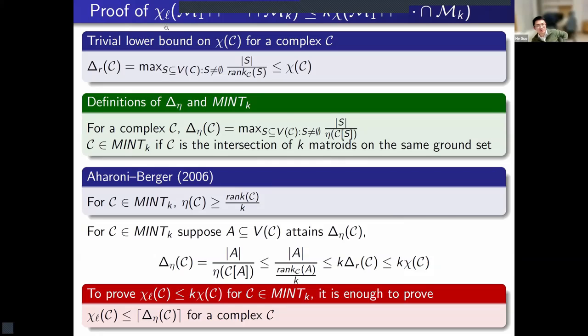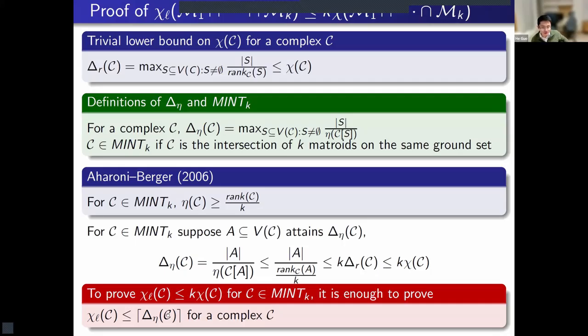So therefore, to prove the list chromatic number is at most k times the chromatic number, it remains to prove that the list chromatic number of C is at most the ceiling of this delta eta. If we have this, then we will prove everything. So what remains to prove is that for any complex C, the list chromatic number is at most the ceiling of delta eta of C. So that will be enough.